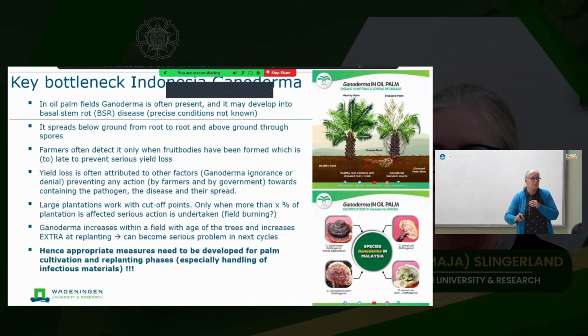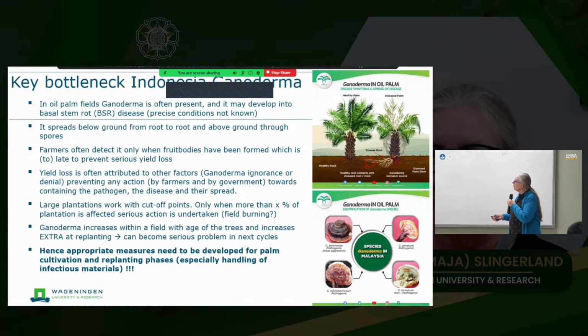The experts are in your faculty, so if you want to know more, please go to phytopathology. I'm an agronomist, but Ibu Siti is there, and she can help you. So farmers often detect it too late. They see nothing below ground, they only see this. But then the palm is already heavily affected and you get all kinds of reduction in yield.